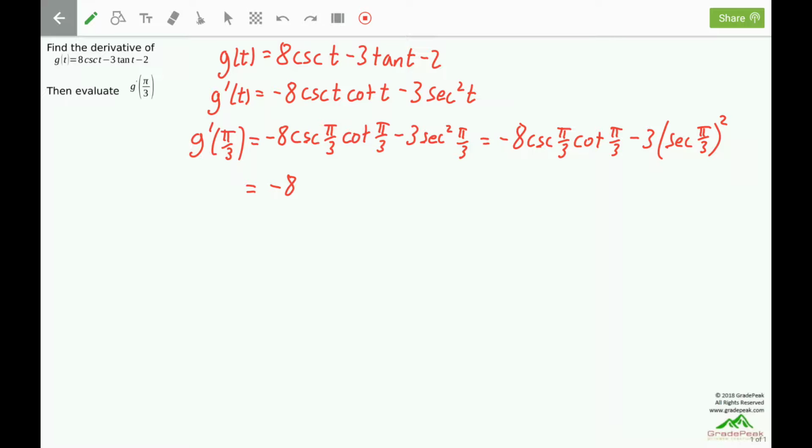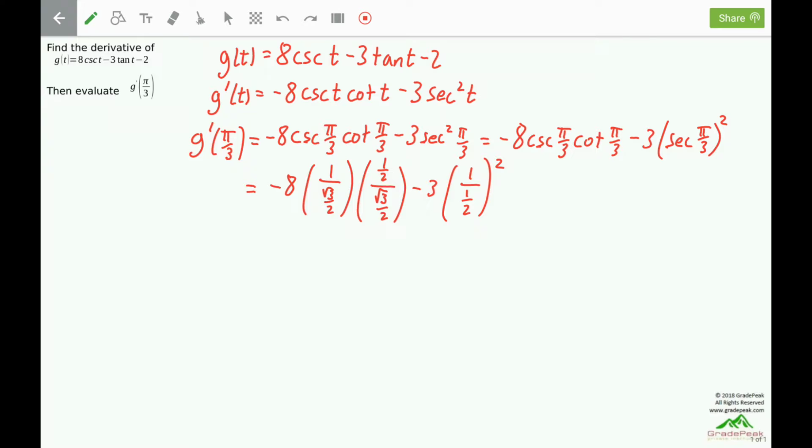So we have negative 8 times cosecant of pi over 3. Cosecant is 1 over sine, 1 over the sine of pi over 3, which is 1 over root 3 over 2, times the cotangent of pi over 3, which is the cosine of pi over 3, 1/2 over the sine of pi over 3, root 3 over 2, minus 3 times the secant of pi over 3, and then squared. The secant of pi over 3 is 1 over the cosine of pi over 3, 1 over 1/2, and then quantity squared. So we've evaluated each of the trig functions.